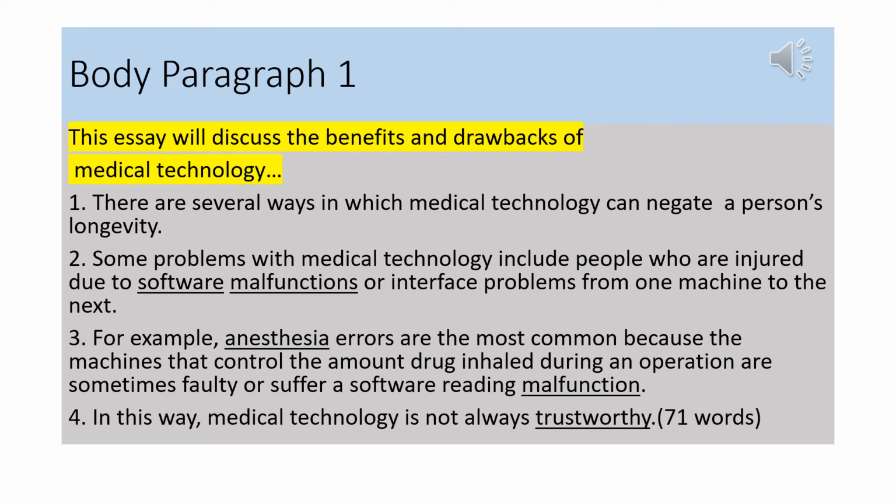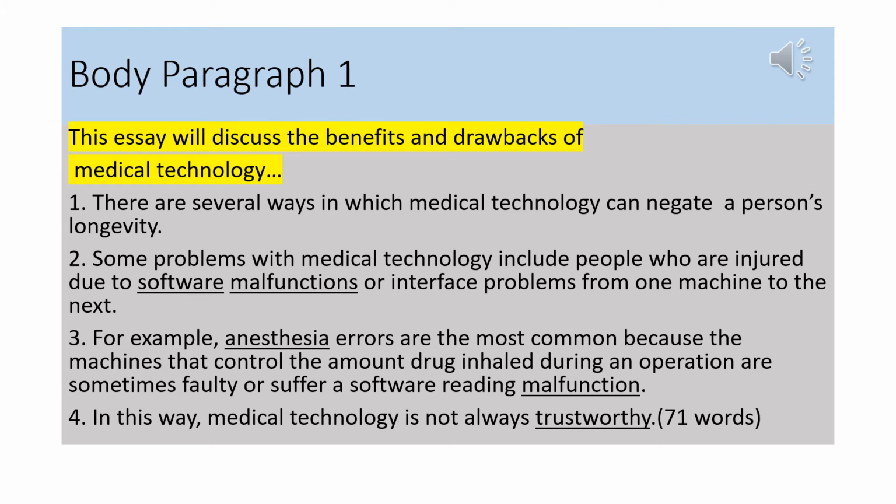The second sentence is your support sentence that mentions the negation of a person's longevity. How's this going to happen, sort of thing. Some problems with medical technology include people who are injured due to software malfunctions or interface problems from one machine to the next. Okay, there's your support sentence. And even though in your topic sentence you said several ways as though it's plural, there's many, many ways, there probably is. But for the PTE Write Essay, you only have to mention one in your support sentence, and that makes things a lot easier.